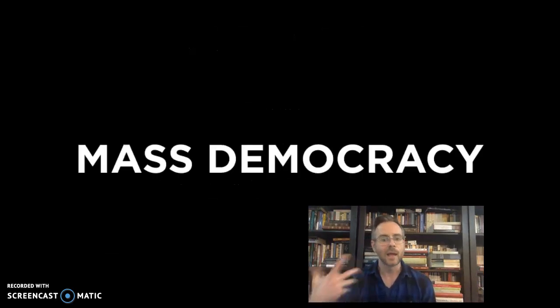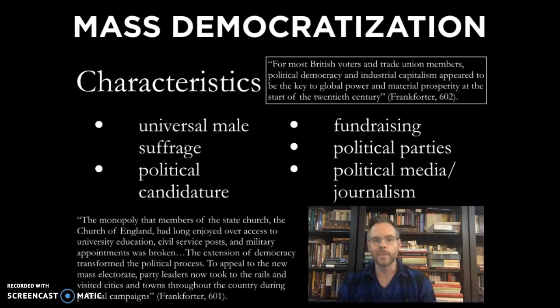All right, so let's go ahead and talk about mass democracy. Here are some of the major characteristics that help us understand this major movement that is covering Western Europe during the 19th century. The first major idea behind mass democracy is universal male suffrage.